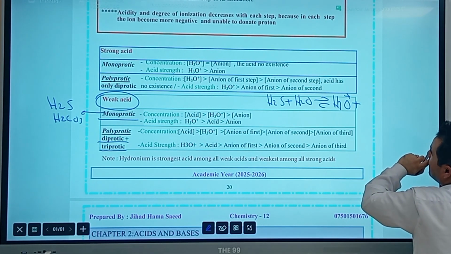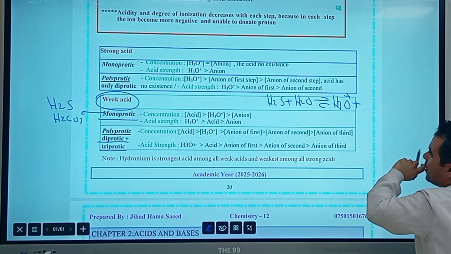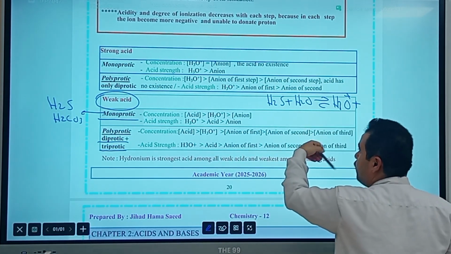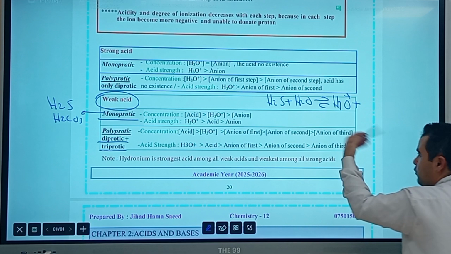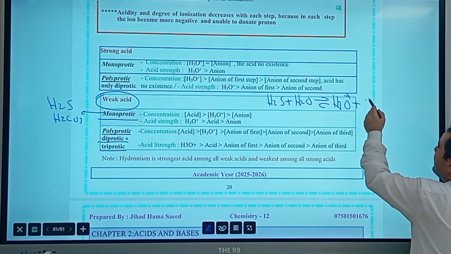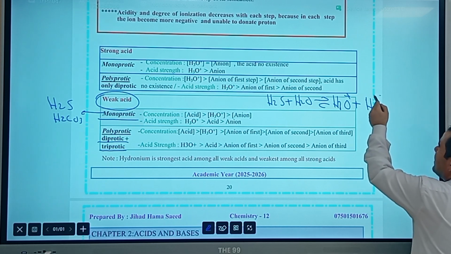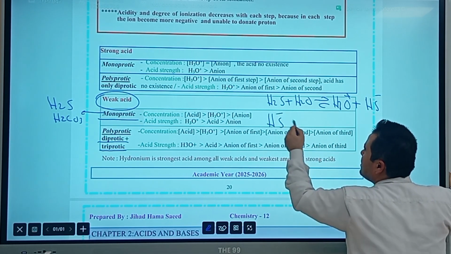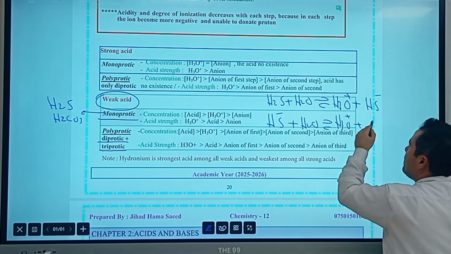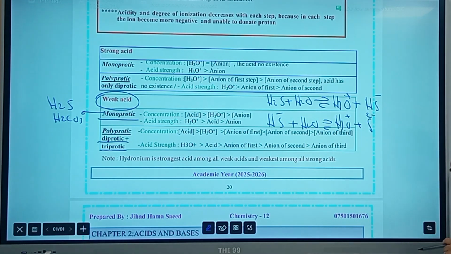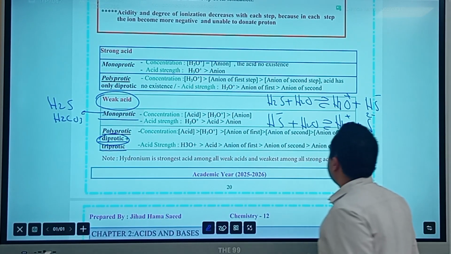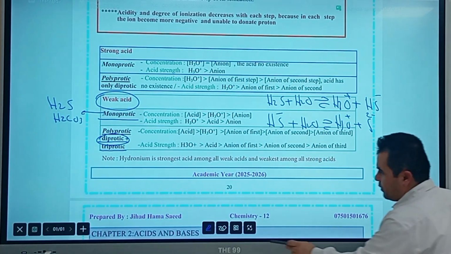That's the diprotic, guys. Sorry, we'll be doing the diprotics first, and then the monoprotics as well. So hydronium and HS negative. HS negative plus H2O will produce hydronium plus S2 negative. We'll be doing the diprotic weak and then the monoprotic weak.